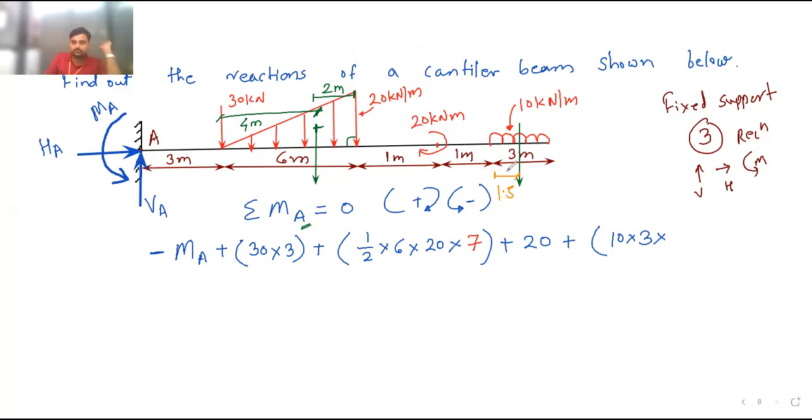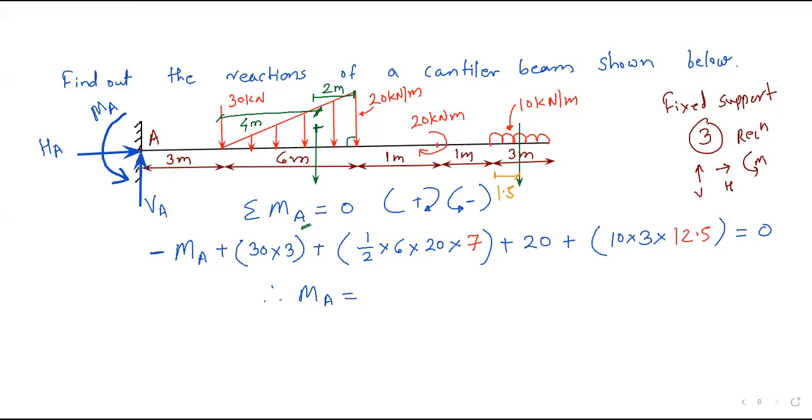So it is 12.5, which is equal to 0. Now solve this so that you will get the value of this MA, moment at A.